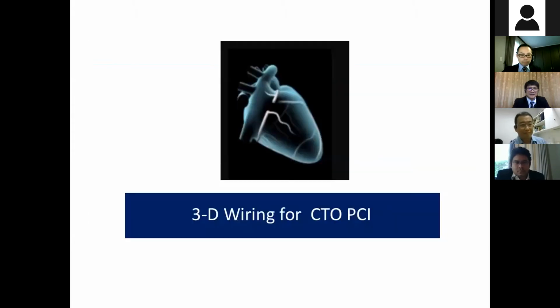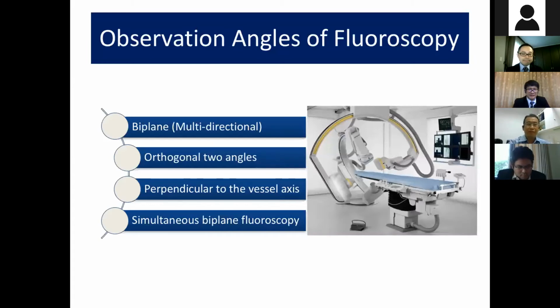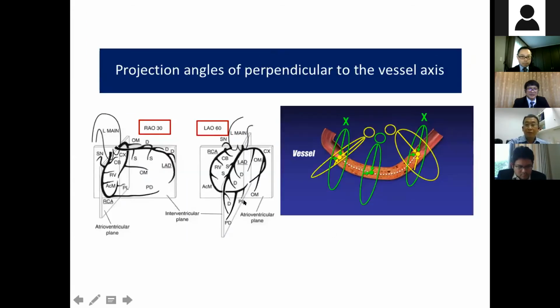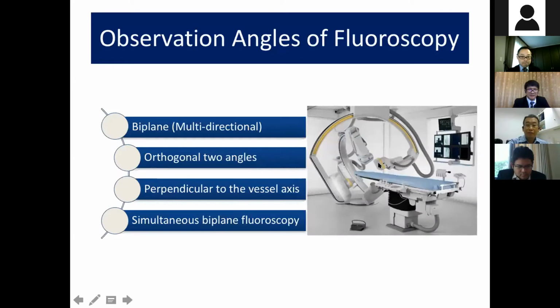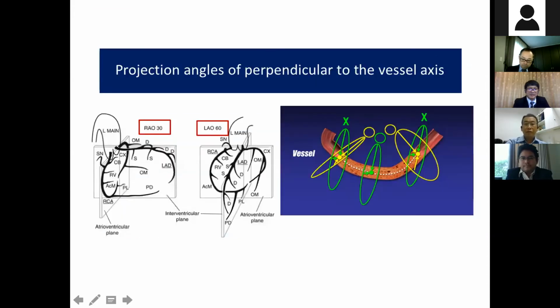And the next is active wire control that I mentioned earlier, which is 3D wiring for CTO PCI. In this situation, maybe we need the biplane using a multi-directional, and both planes in orthogonal view. And when we run the image, we should do it perpendicular to the vessel axis, and sometimes we need simultaneous biplane fluoroscopy. And the projection angle is about perpendicular to the vessel.